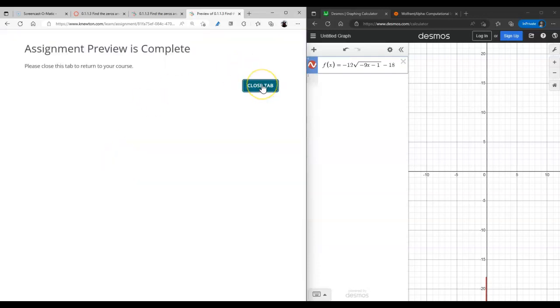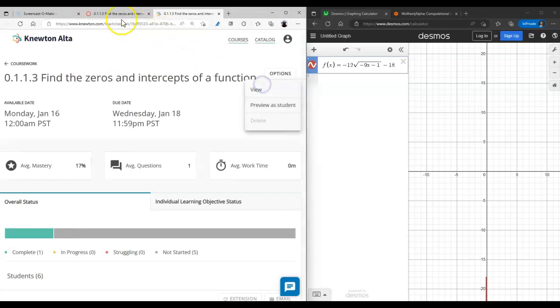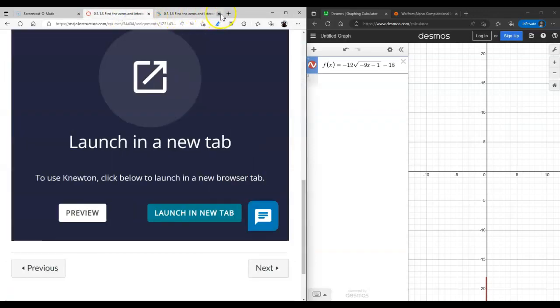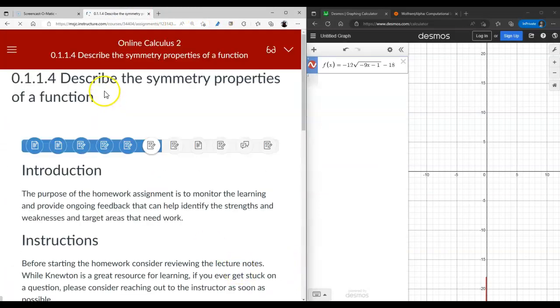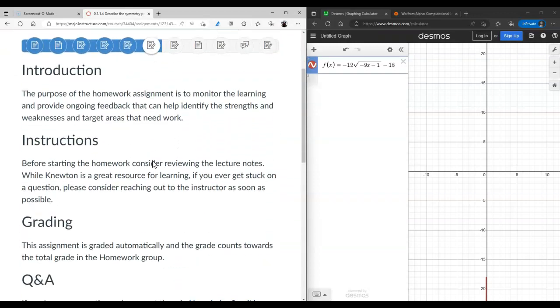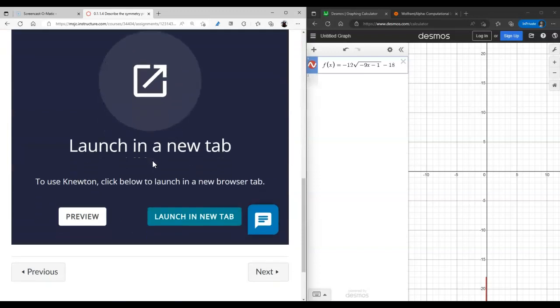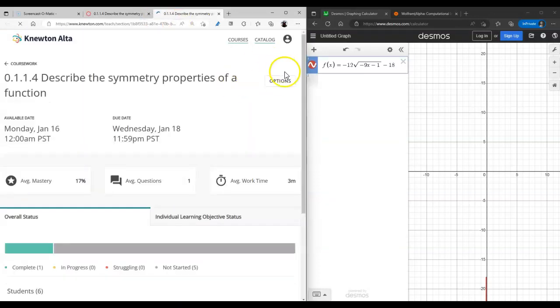So if you do all the problems right on the first try, which is what I encourage you to do, then homework is pretty straightforward. Nothing really to worry about. All right, so let's move on to the next one. Describe the symmetry properties of a function. This one can be annoying either way, whether you use the technology or not. So let's see what we got here.